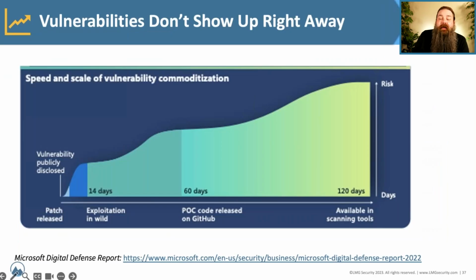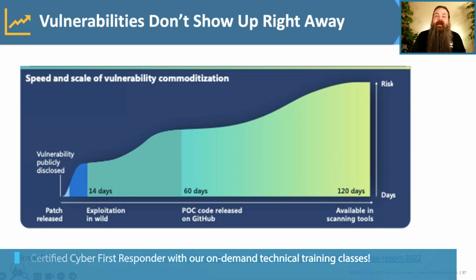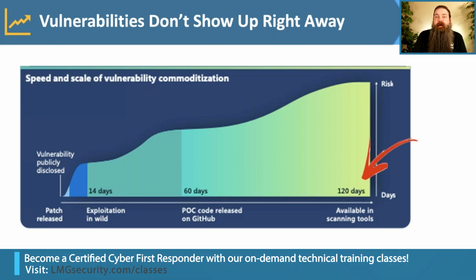One of the problems that we have is that oftentimes vulnerabilities don't show up right away in vulnerability scans. We've showed you this chart before, but this one comes from Microsoft. This is just a rundown on what they see as, on average, the time it takes from a vulnerability to be publicly released or for a patch to be released for one, how long until it's being exploited actively in the wild, and then how long until it's available in an automated scanning tool. And this is looking at about 120 days worth of time on average before an automated scanning tool in a lot of cases can tell you whether or not you have a vulnerability in your network.